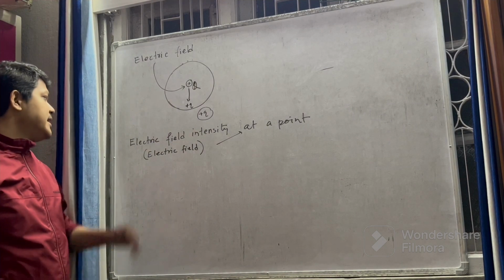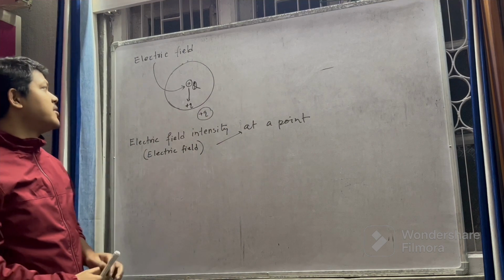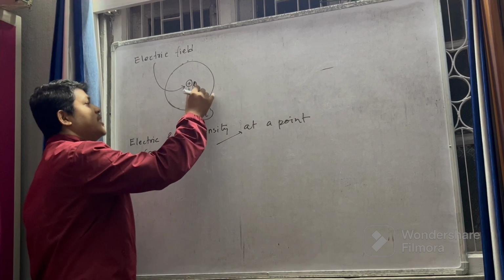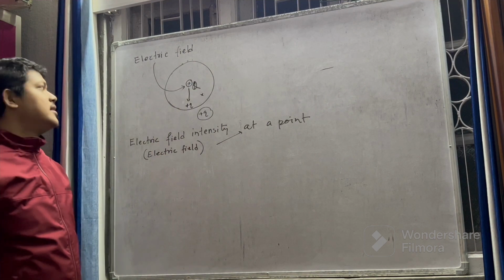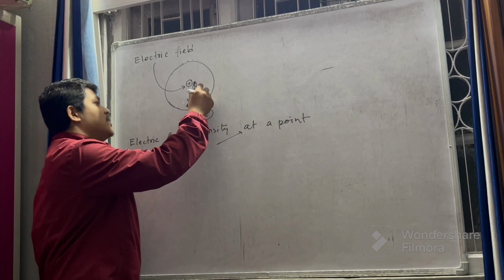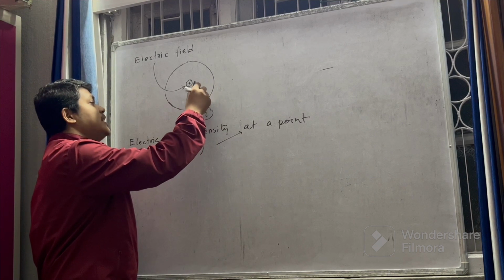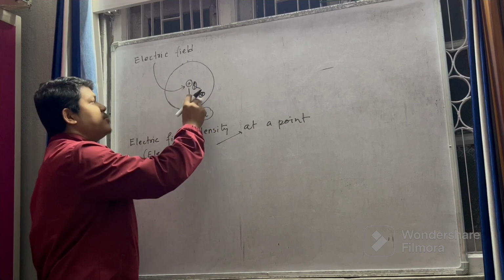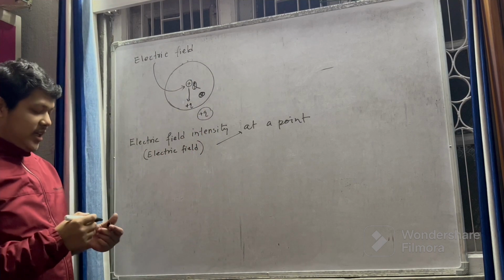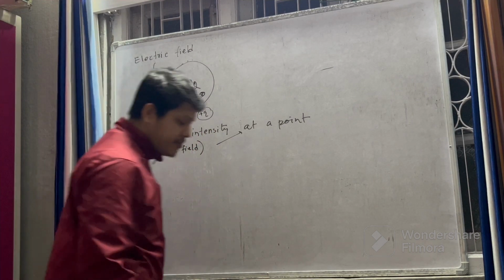Okay, now electric field intensity at a point. Suppose you consider a particular point in this electric field, then the strength of the electric field at this point is the electric field intensity at this point due to this charge. Okay, how to calculate that? Let me show you.